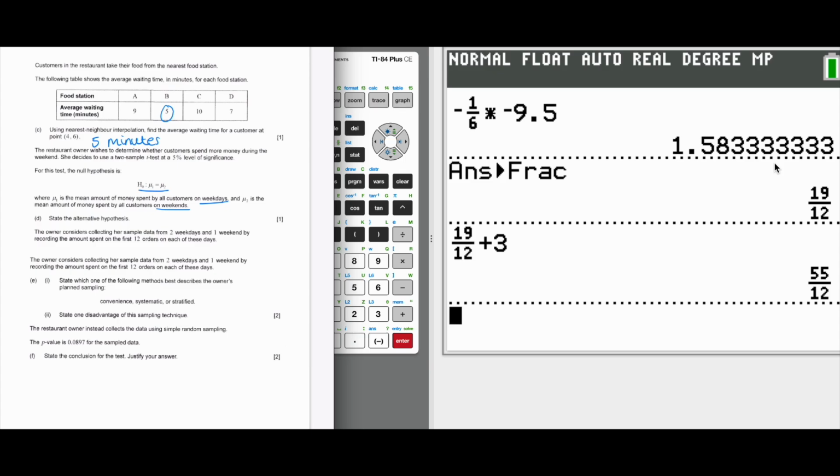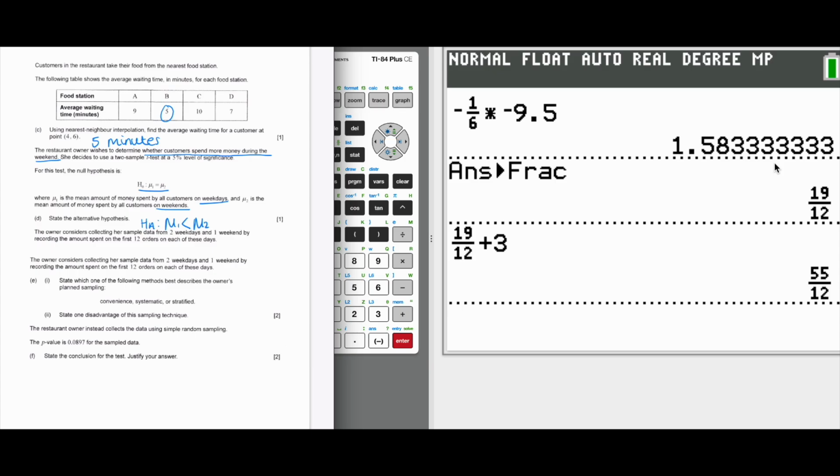So if we go back to the question, it says they want to determine whether customers spend more money during the weekend. So that means that we're expecting the weekend one to be larger. So we need to use that when we do our null hypothesis, or our alternate hypothesis, sorry. So HA is the first mean is going to be less than the second mean. The second mean was the weekend, and we expect that one to be larger.